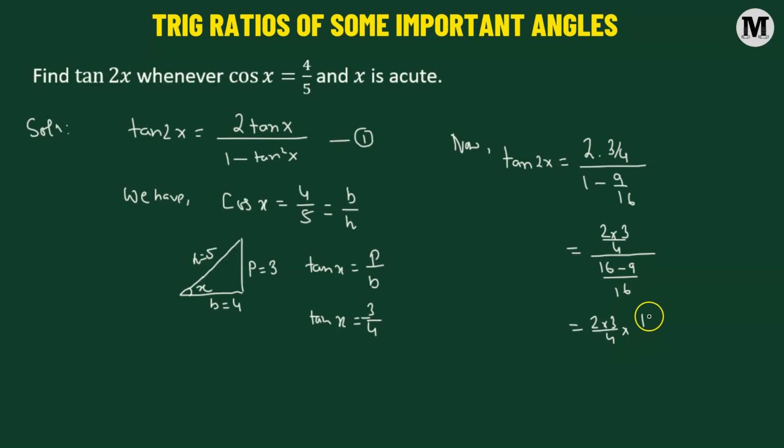So we have 2 times 3 over 4 divided by 16 minus 9 over 16. So this is simply multiplied by 16 divided by 7. Fine. So we have 4 times 4, that's 16. So this gives us 2 times 3, that's 6. 6 times 4, that's 24. So we're going to get 24 over 7. And this is going to be the value of tangent of 2x.